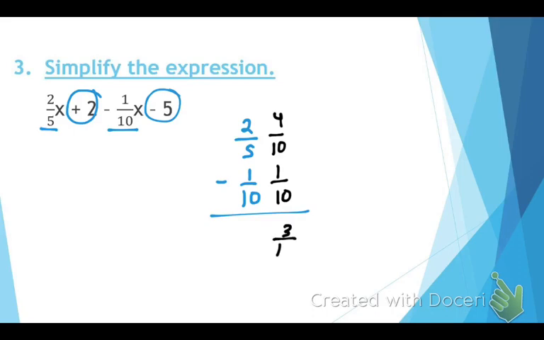Class, what's 4/10 minus 1/10? 3/10. Okay, this is what a lot of people did. 3/10, and then they looked at their constants, and they knew they had a +2 and a -5. What's +2 and -5? -3. And then they boxed in their answer.